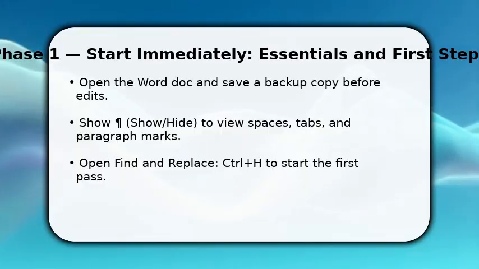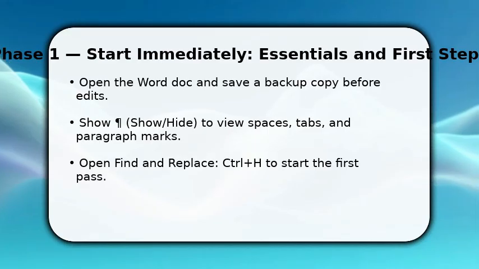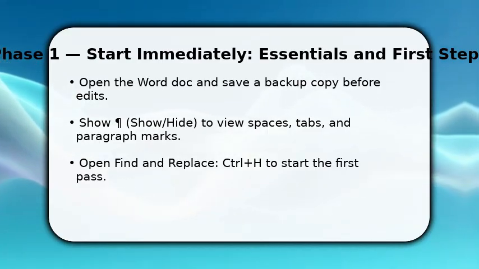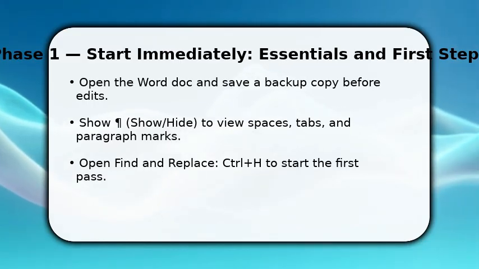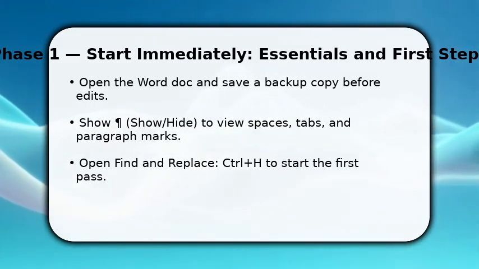You start by making a backup because changes can be hard to undo. Once done, turn on Show/Hide so you see spaces, tabs, and paragraph marks. This reveals the blanks you must remove. Next, open Find and replace with Ctrl+H. You will replace visible blank characters first.